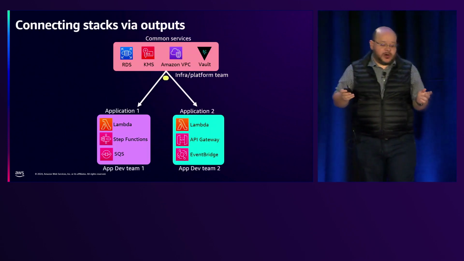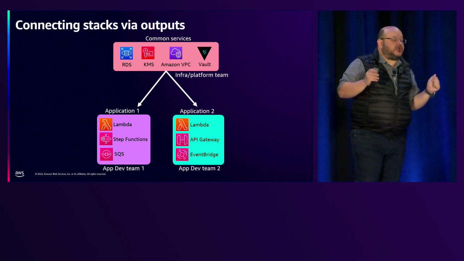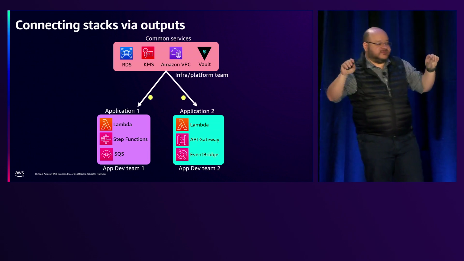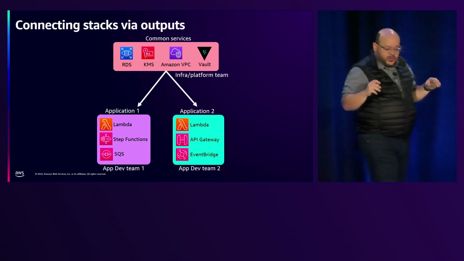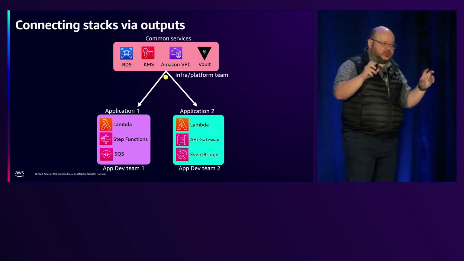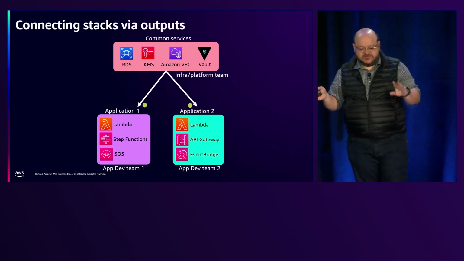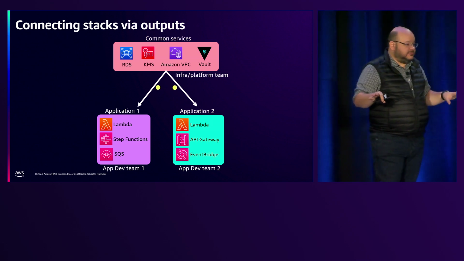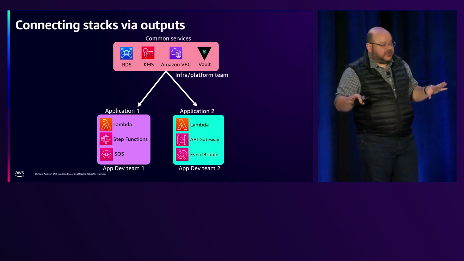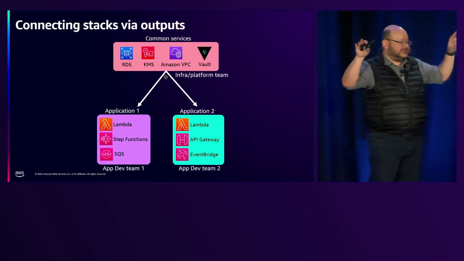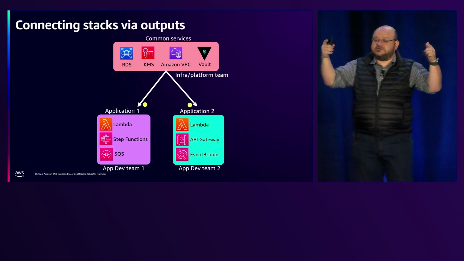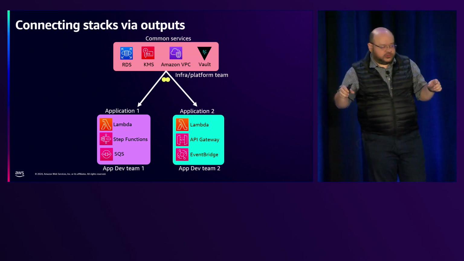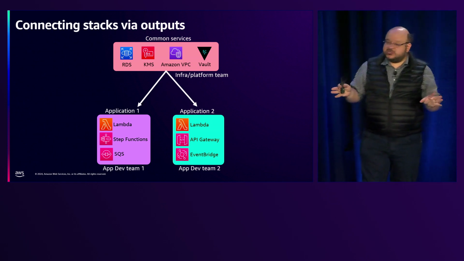Now, the amazing part is those stacks are connected using outputs. So essentially, imagine you have a common services Terraform configuration, which deals with more traditional resources like RDS, KMS, VPC, Vault maybe running there, and you have a couple of serverless applications, right? Now, sometimes things change in that common services layer, right? So whenever an output is going to change, a change will be pushed to your application.